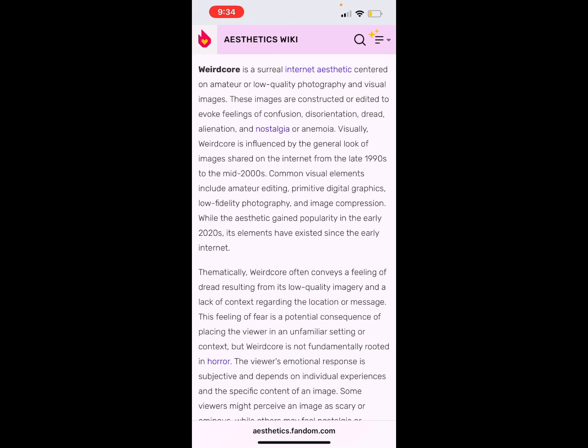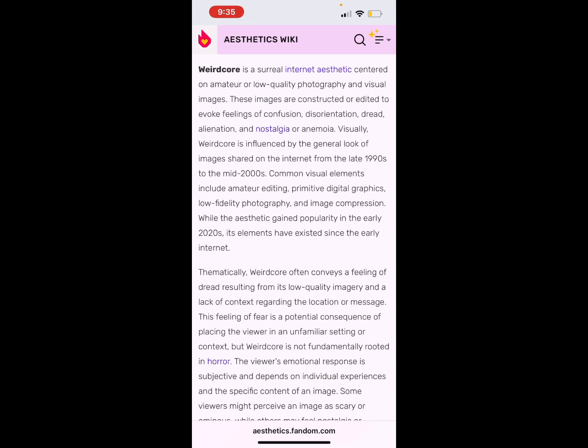Now let's get into the main part, boys, lads. Weirdcore is a surreal internet aesthetic centered on low graphic photography and visual images. These images are composed or edited to evoke feelings of confusion, disorientation, dread, adrenaline, alienation. That's it. And nostalgia or neuralgia.